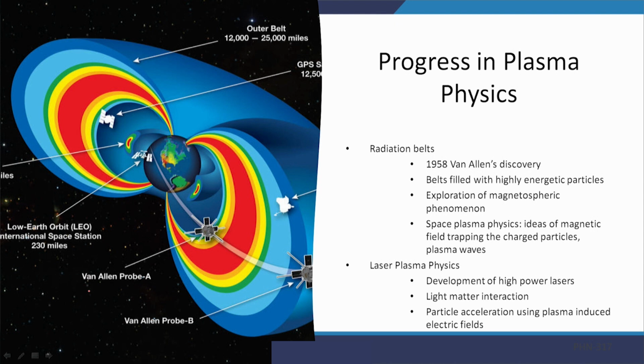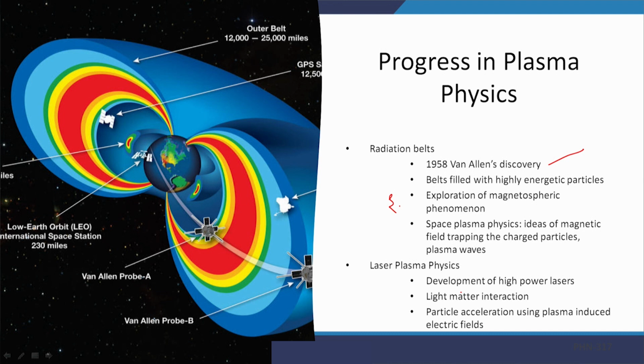Right. So it was discovered in 1958. These belts are filled with highly energetic particles. And exploration of magnetospheric phenomena starts with the understanding of radiation belts, etc. And in space plasma physics, ideas of magnetic field trapping, charged particles, plasma waves, all these different subtopics in plasma physics can be very helpful in understanding these radiation belts.